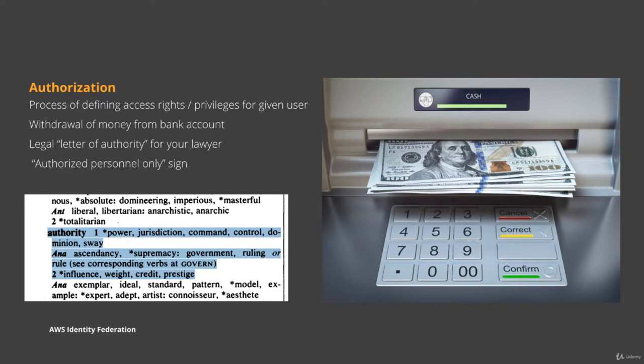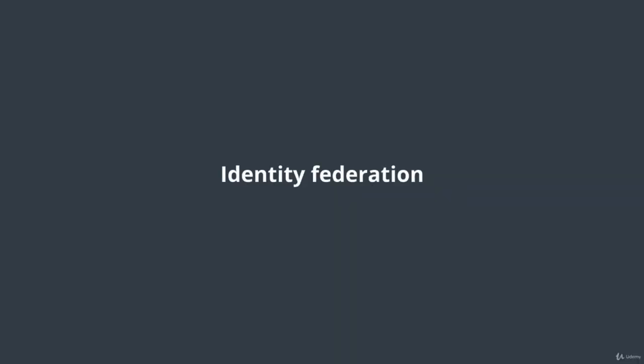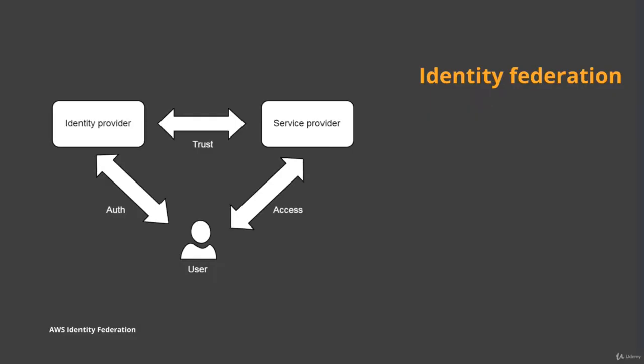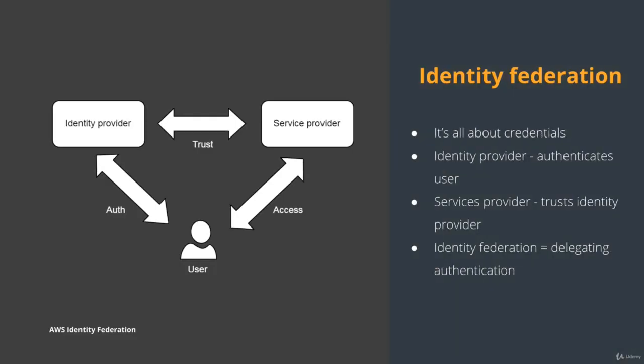You can remember this term by making a mental connection to the word authority. Here is the dictionary definition of it. When we discuss federation, we mean that authentication is happening in one system and that identity is being used in another system. You might ask, why do we need such complexity? Can't we just authenticate users in all systems? Well, if you are the service provider, you want to avoid that.